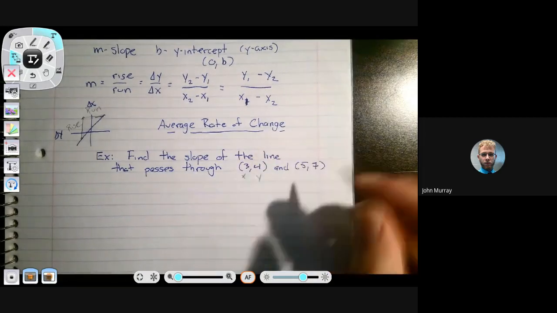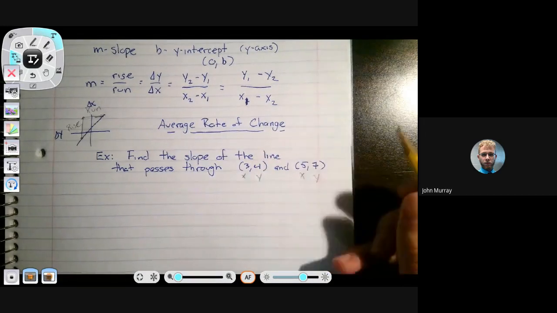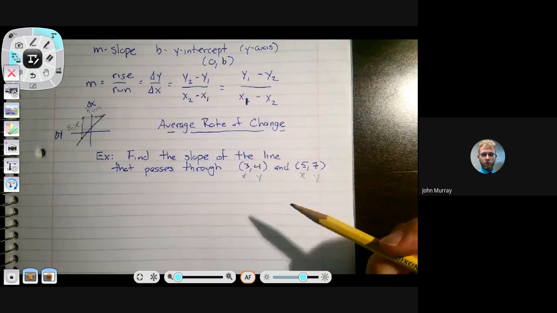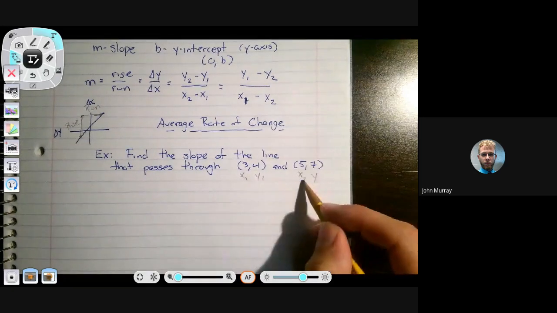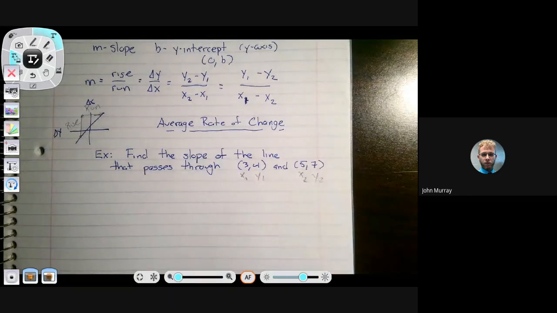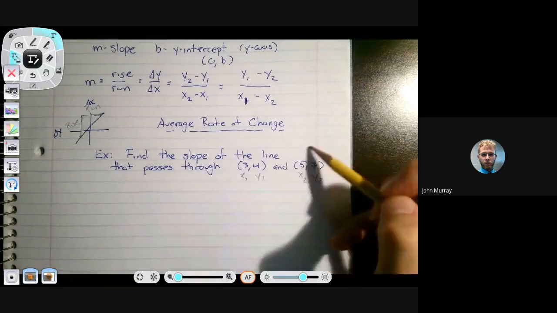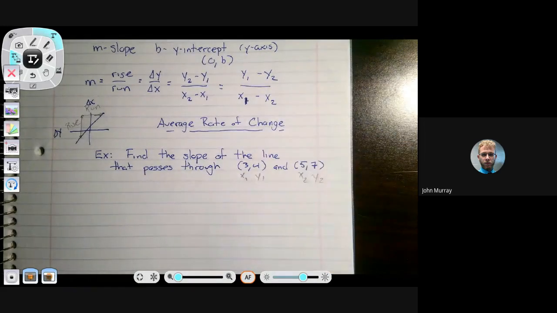All right, so that's our xy, xy. What I like to do is label. So I'll say that this is x1 and y1, x2 and y2. If you want to put little ones above it, just so you have everything organized.